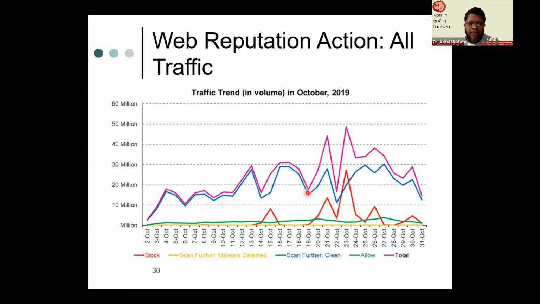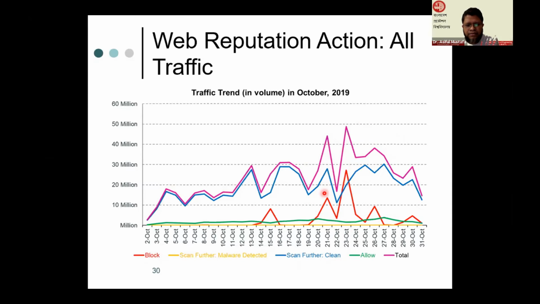So this is all the total. In this case, we are showing the total, I think in pink color. This is the total of all the traffic for blocks, scanned, scan further, clean, and allowed. If you sum this all up, this is for October. As you can see, the traffic is much higher when the attack happens and during this period.